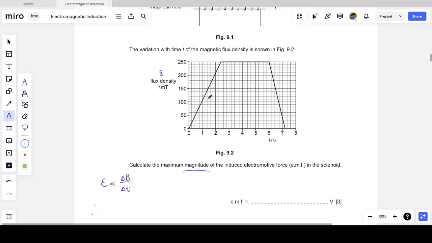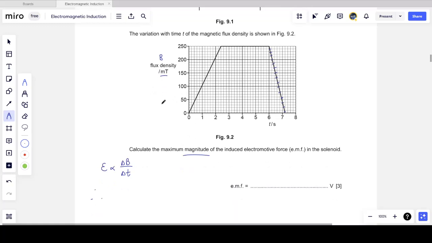And what I can see is the change is most rapid for the descent, between time 6 seconds and, I think, 7.2 seconds, as we can read off from the graph. Also be very careful, this flux density is in milliteslas. You should never have a magnetic flux density that's 200 odd teslas. That's way too powerful. So 200 milliteslas and 0, that's the range of values of the magnetic flux density.